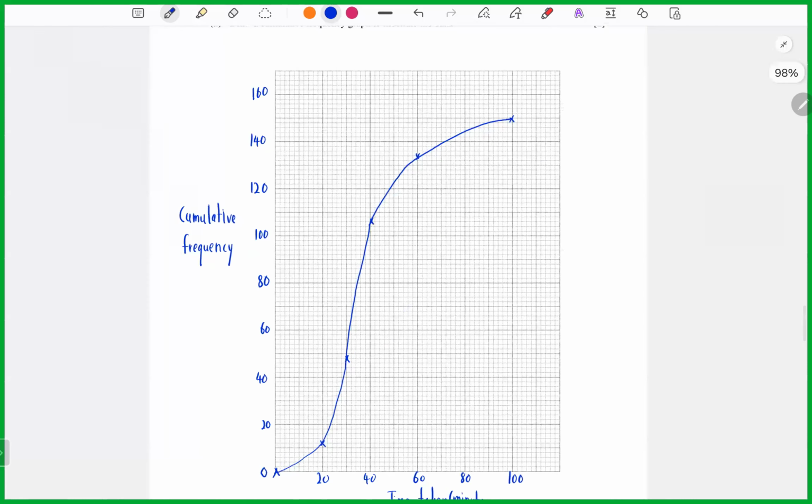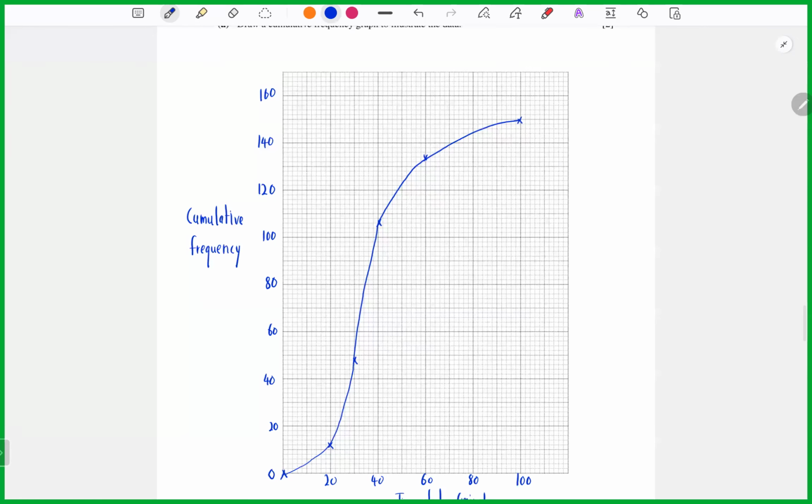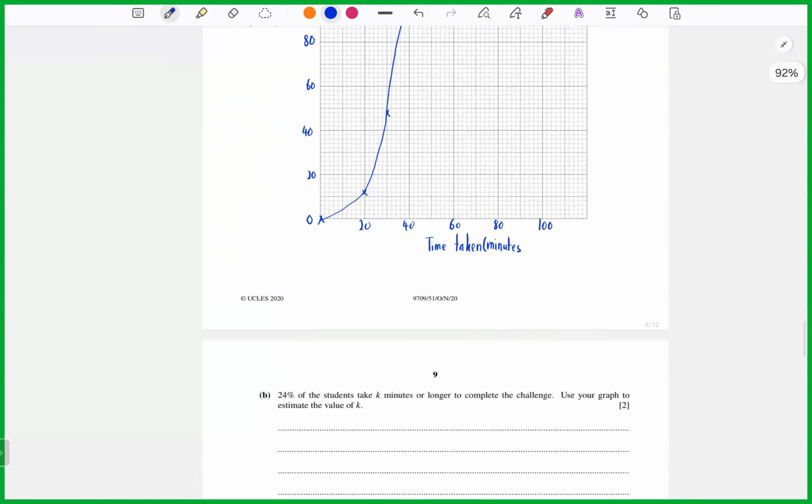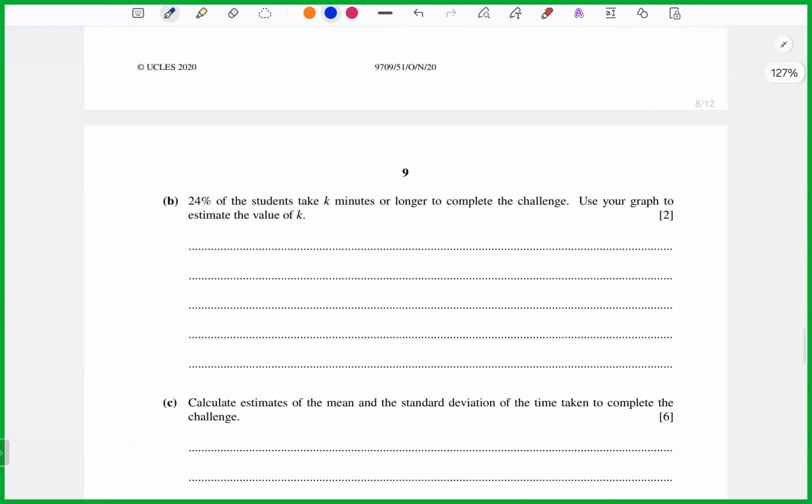Okay, so this is your cumulative frequency graph. Let's go into the next question. Question B: 24% of the students take K minutes or longer to complete the challenge. Use your graph to estimate the value of K. You see it says 24%, right?